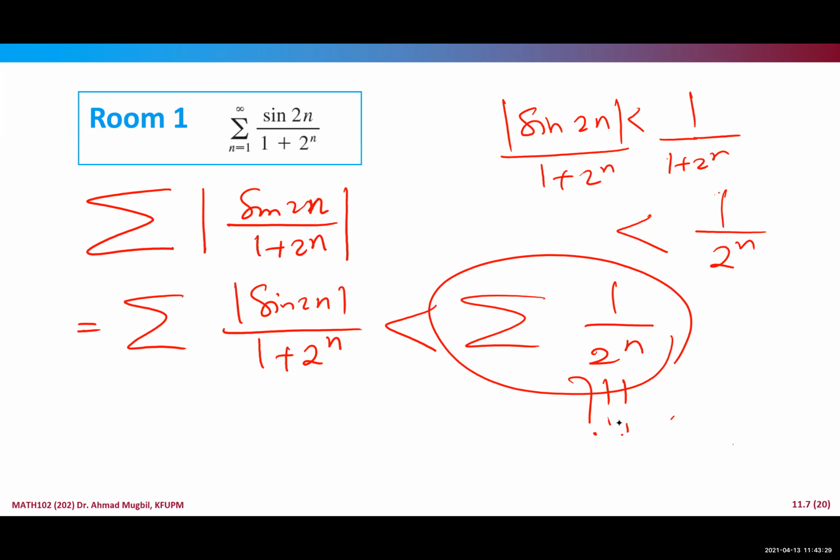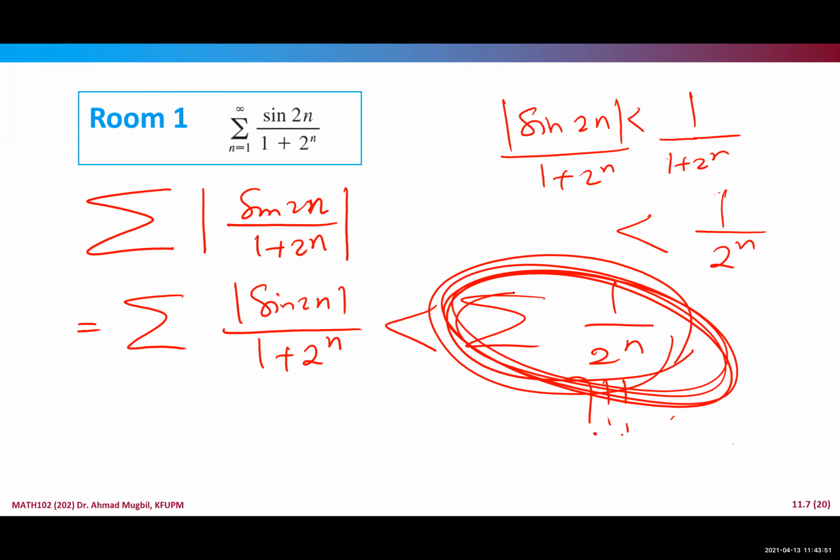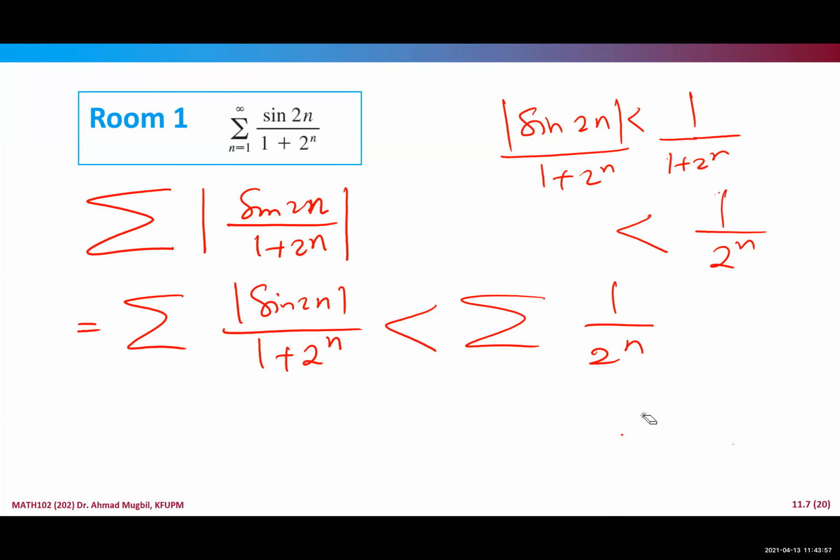What is this series? What is this, Abdullah? This, yes, 1 over n. What is this? This one, what is it? What is it, Badr Al-Habbobi?